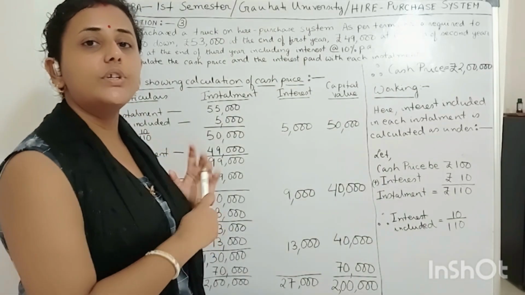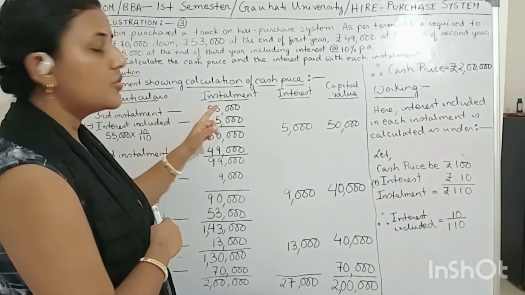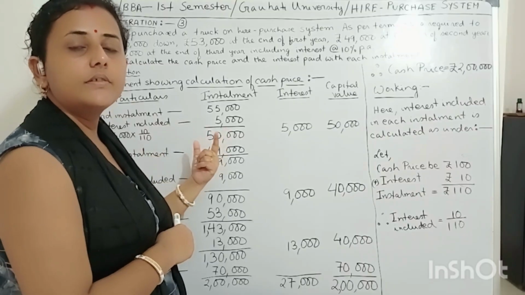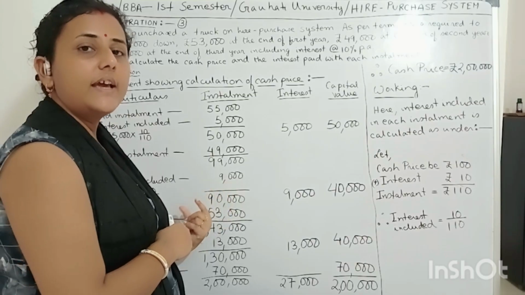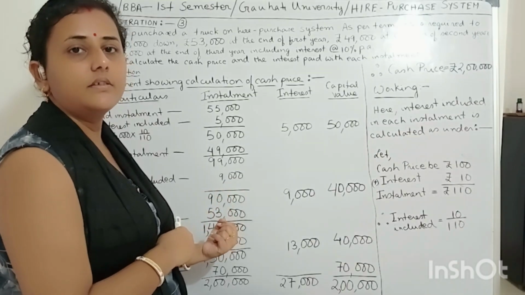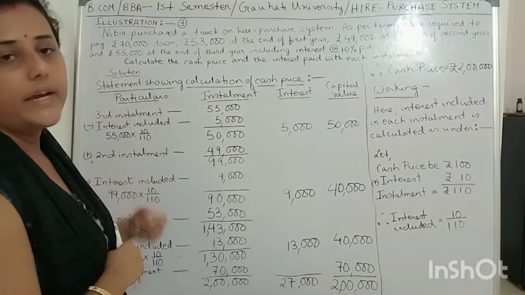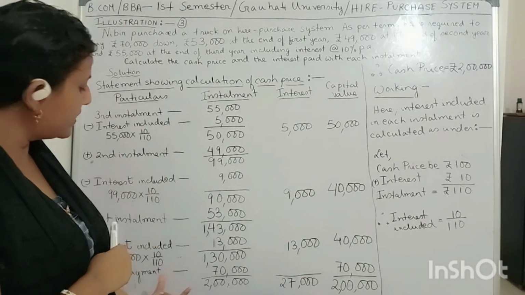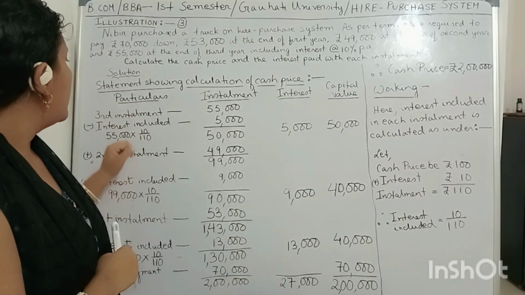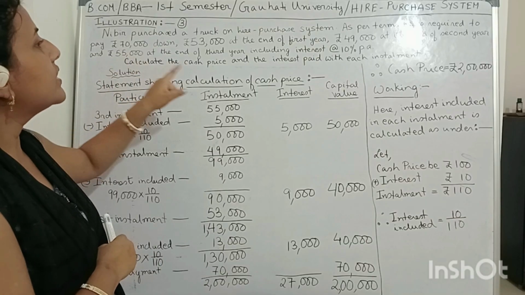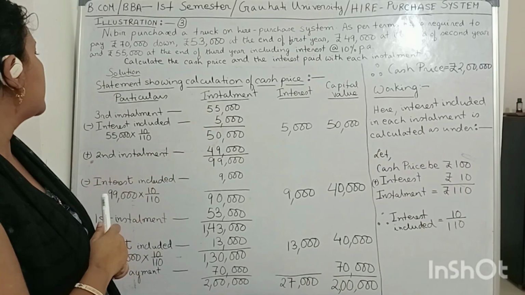You see the statement showing calculation of interest. First installment, then add interest, then less second installment, then again add interest, then less third installment, again add interest. This is how we have done. So here, the third installment will be written at the top. From bottom to top, it is the back calculation method. The third installment amount is 55,000, so we write 55,000.